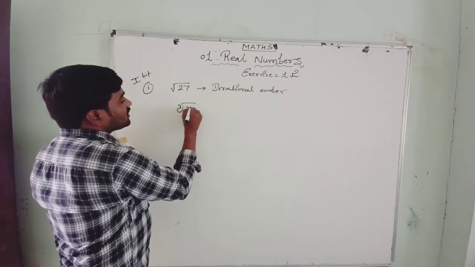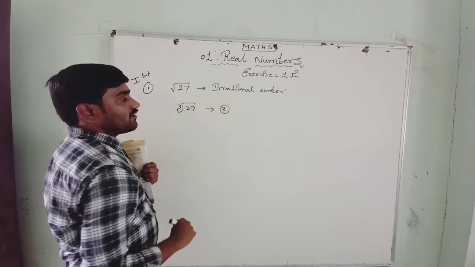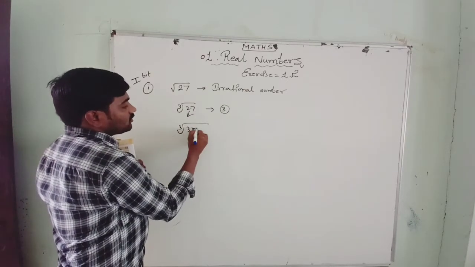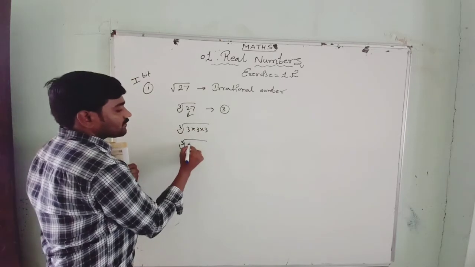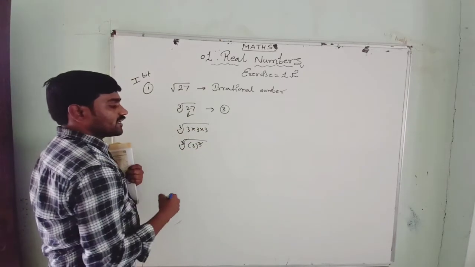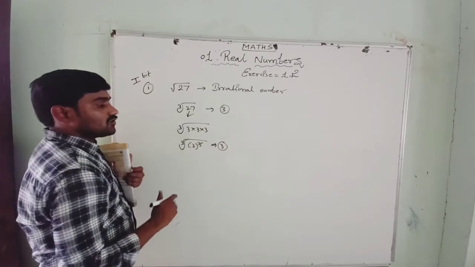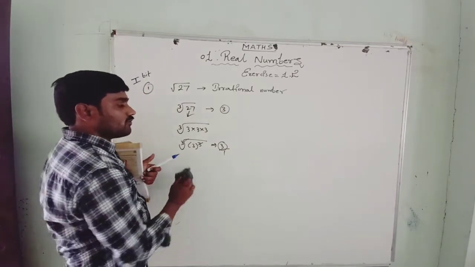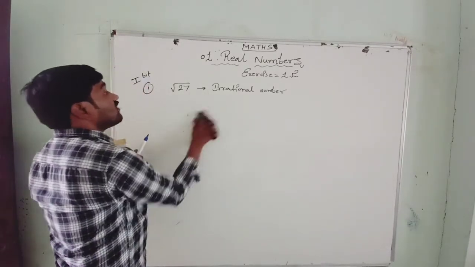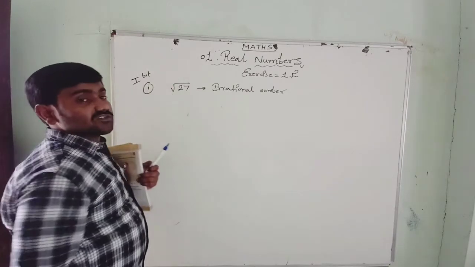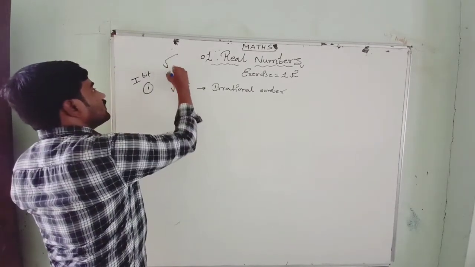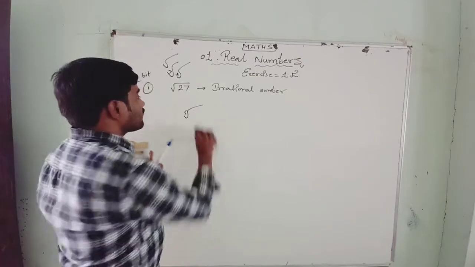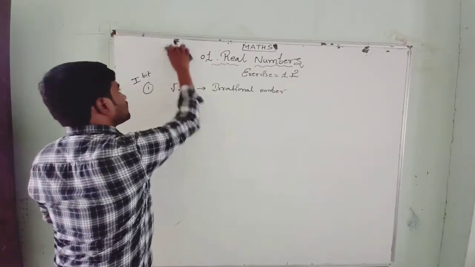Not perfect square root numbers are called irrational numbers. Suppose it is the cube root of 27, this value will be 3. Why? This 27 can be written as cube root of 3 into 3 into 3, which is 3 cube. Then cube and cube root get cancelled, and we get the answer 3. So 3 can be written as 3 by 1, in the form of p by q. It is a rational number. But here it is given as a square root, not a cube root. Here it is a square root, here it is a cube root, then the fourth root and fifth root. It will continue like that.